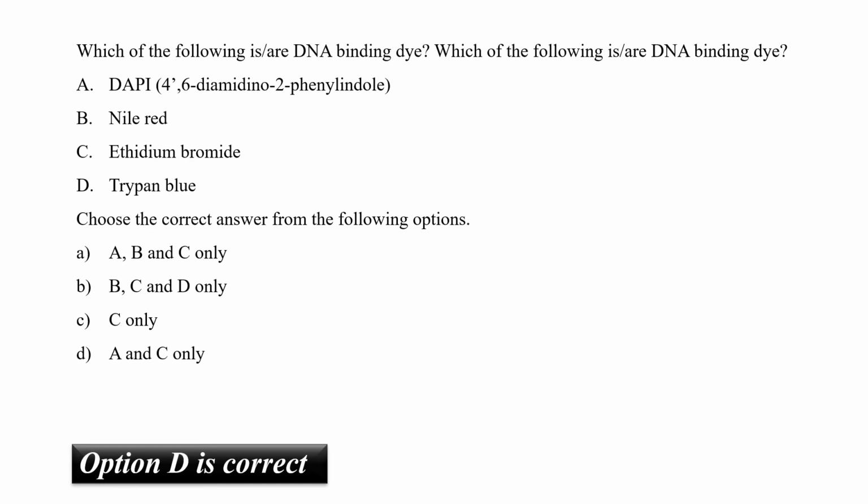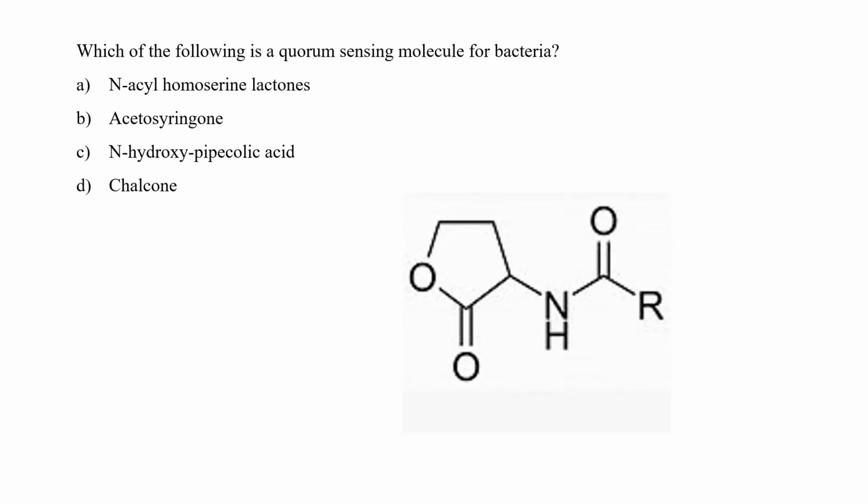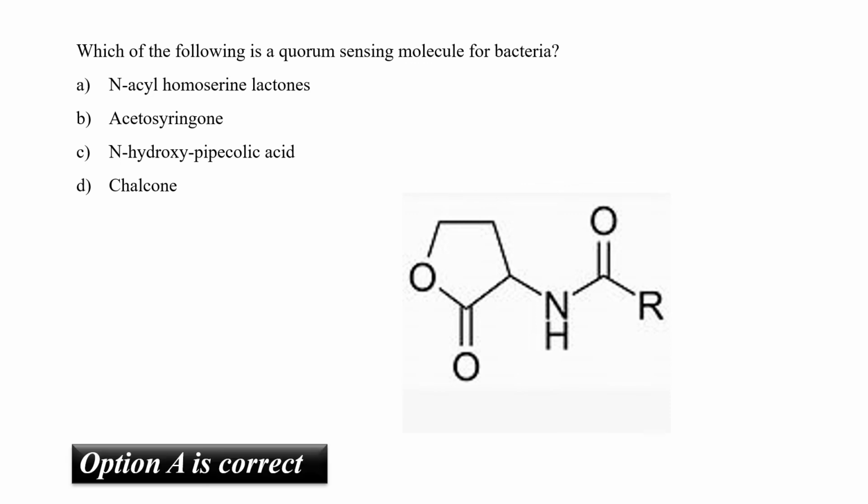as DNA binding dyes. Next question is, which of the following is a quorum sensing molecule for bacteria? Quorum sensing is a method of communication between bacteria that enables the coordination of group-based behaviors based on population density. They signal change in gene expression, such as switching between flagella genes and genes of pili for development of biofilm. N-acyl homoserine lactones are a class of important signaling molecules produced by acyl homoserine lactone synthase involved in quorum sensing process found in numerous gram-negative bacterial species. So here the right answer is option number A, N-acyl homoserine lactones.